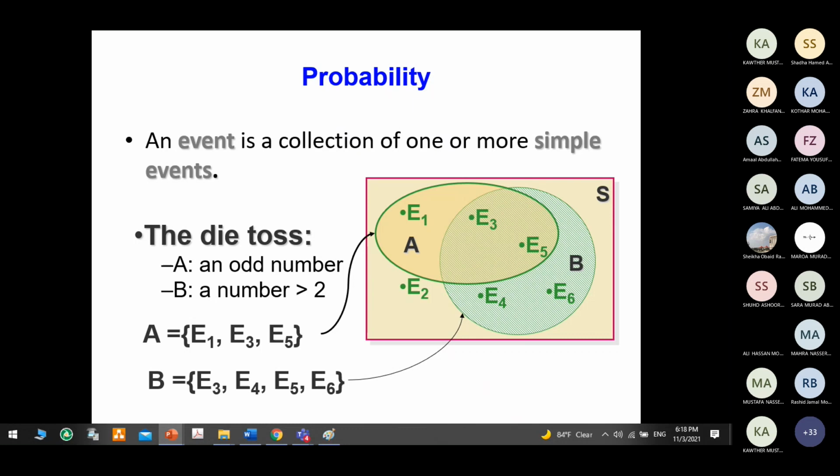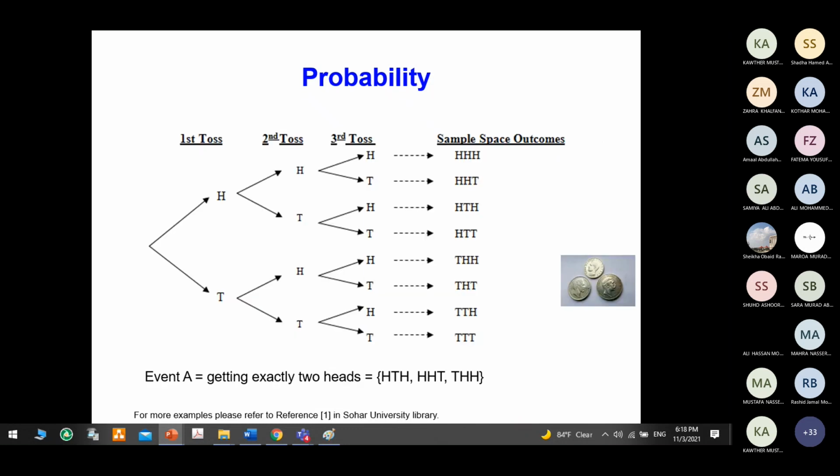And then we define sample space, which is all outputs of the experiment. Now, let me go for another example. Let me assume I toss a coin 3 times. The first toss, I come up with head or tail. The second time I toss it, also head or tail.